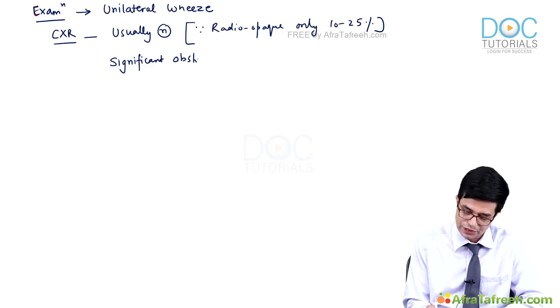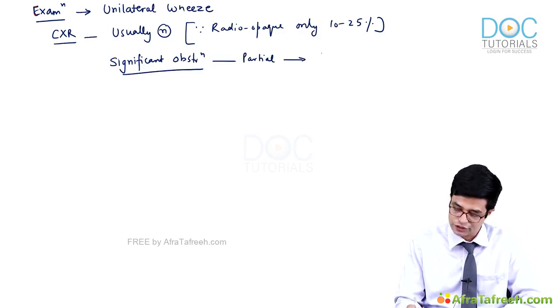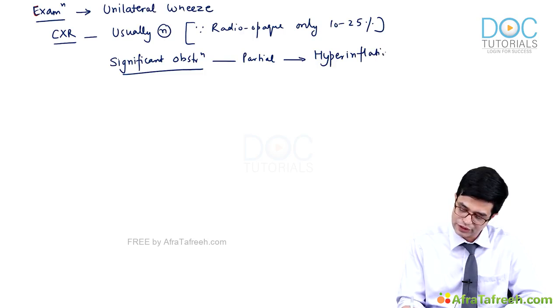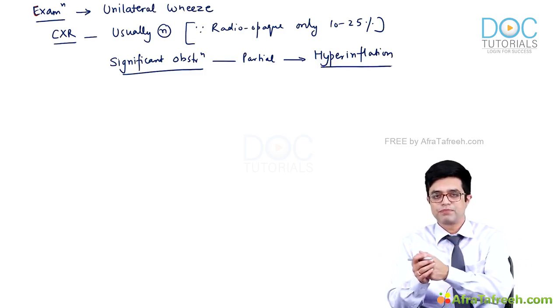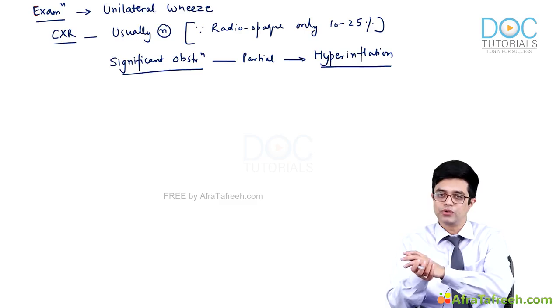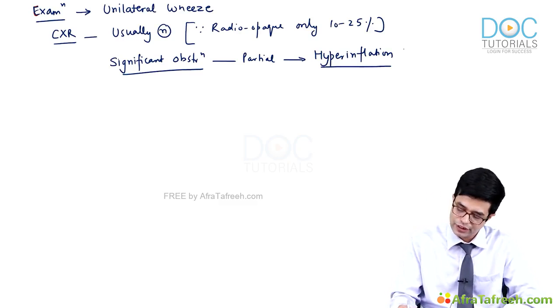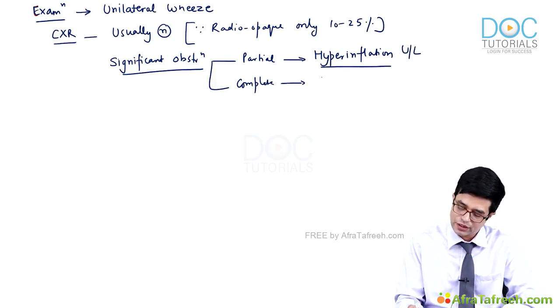However, if there is significant obstruction, chest X-ray features may be produced. In case of significant partial obstruction, the patient will have features of hyperinflation on chest X-ray. What is hyperinflation? One side of the chest, overexpanded chest. Because partial obstruction acts as a ball valve, it allows air to move inside during inspiration but traps outgoing air. So, unilateral hyperinflation will be present on the affected side. In case of significant obstruction which is complete on the affected side, there may be atelectasis or collapse on the affected side.